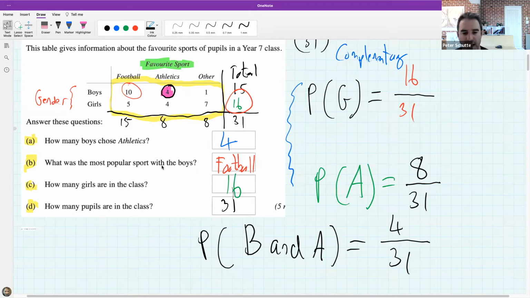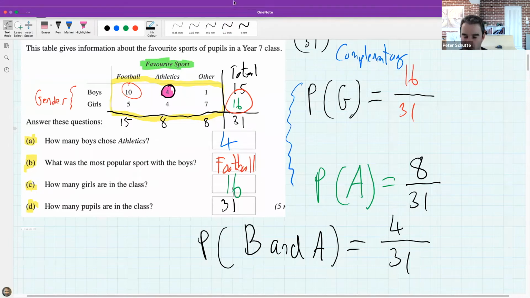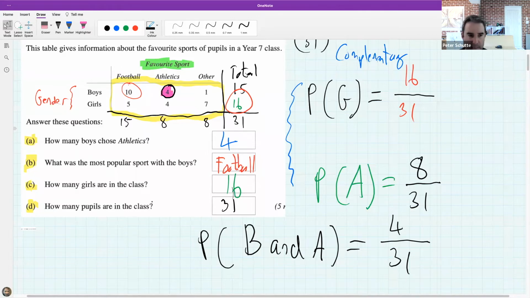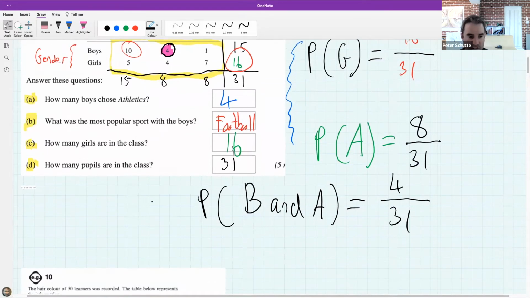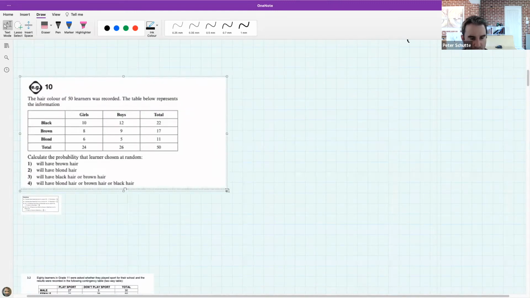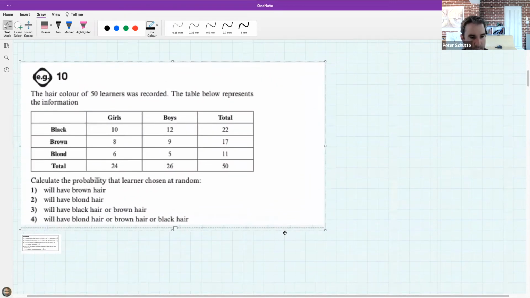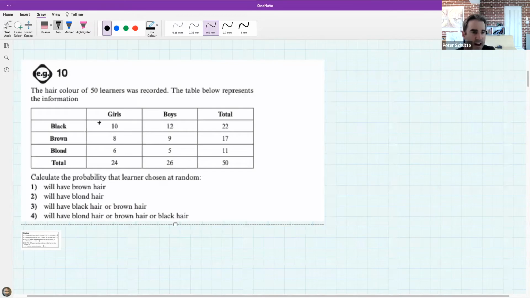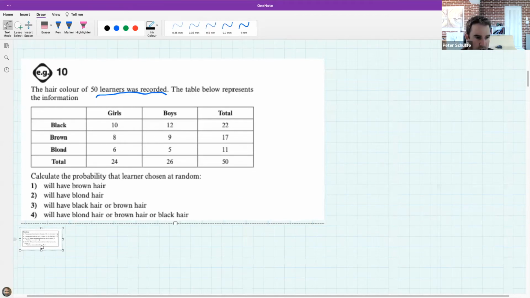Yeah. Okay, let's move on to another. I haven't got to the independent stuff yet, but I'm going to move on to another question, and then I'll talk about the independent events after we've mastered tables. So let's all try and answer this question. You're given the hair color of 50 students that were recorded, and you'll notice that the table I've given you here has total columns. So thank goodness for that.